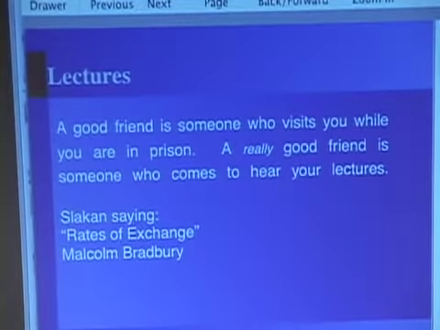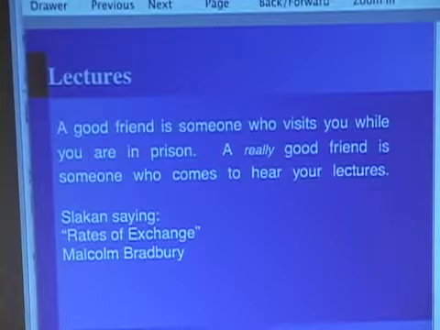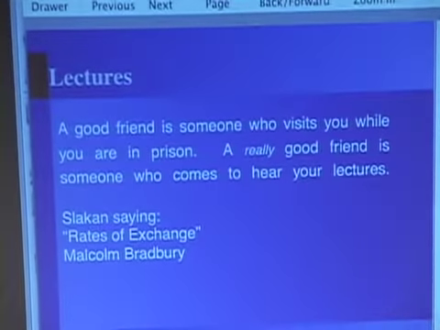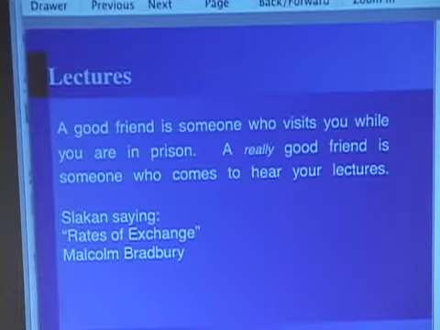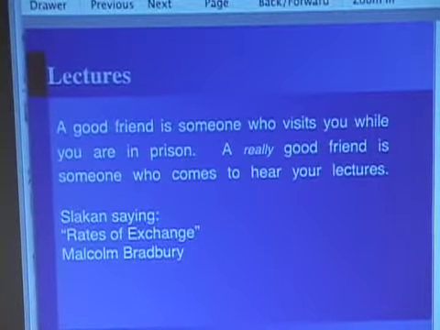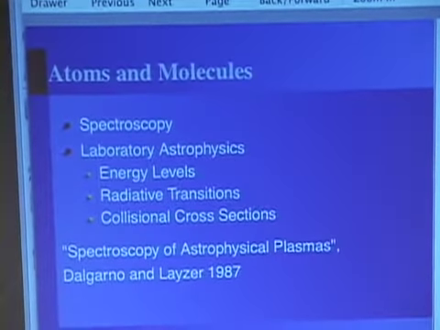Actually, let me start out with this. This was a book Alex recommended I read when I was running out of reading material one time, so I'll start with a quote from it. A good friend is someone who visits you while you're in prison, but a very good friend is someone who will come to hear your lectures, which I think is particularly true right now.